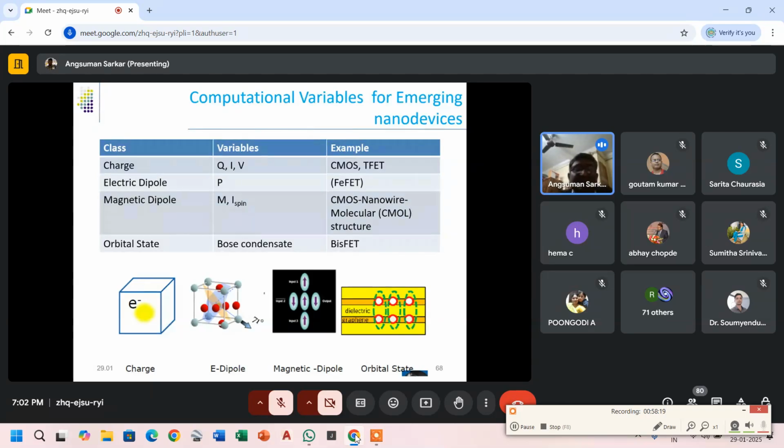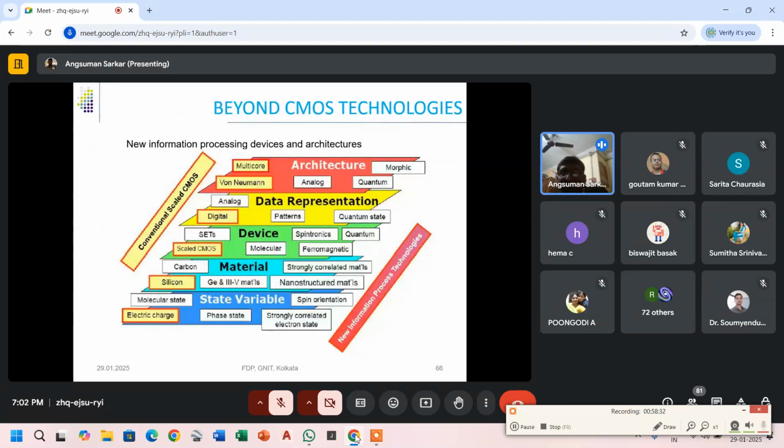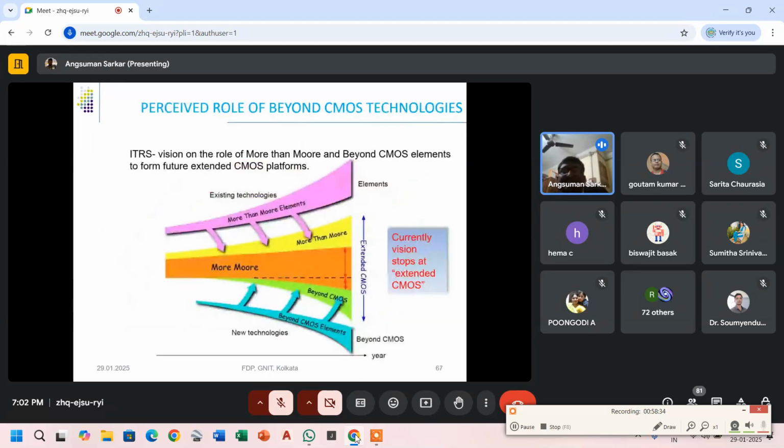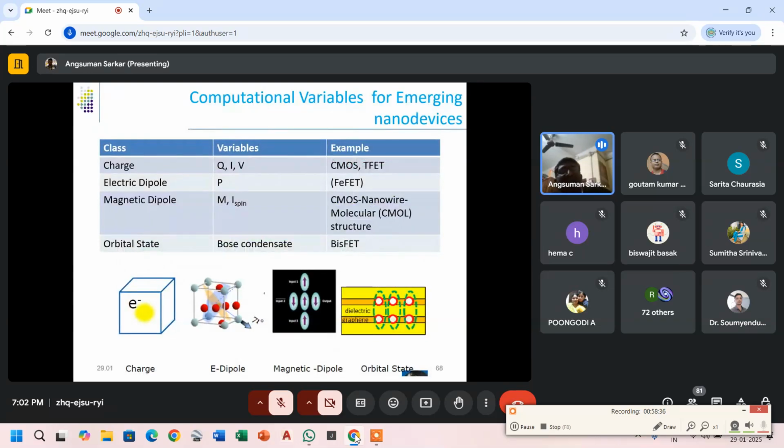The figure is there also. The first device is based upon the charge. The second one is based upon the electric dipole. The third one depends on the magnetic dipole, and the fourth one on the orbital state. Basically they are examples of beyond CMOS technologies, where charge was normally used for the last 75 years or so, but charge has been replaced by other types of variables like electric dipole, magnetic dipole, orbital state, etc., to fulfill the functionality of a transistor.